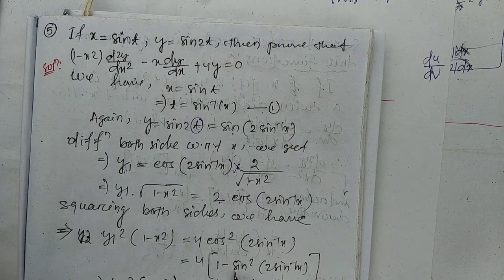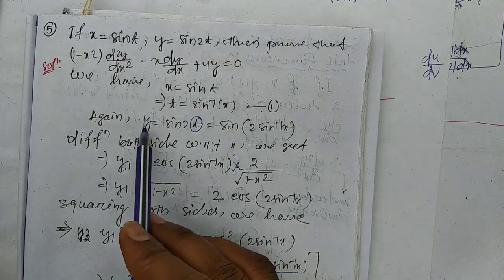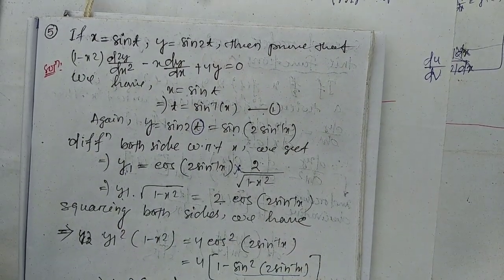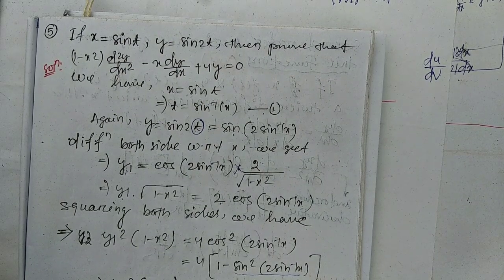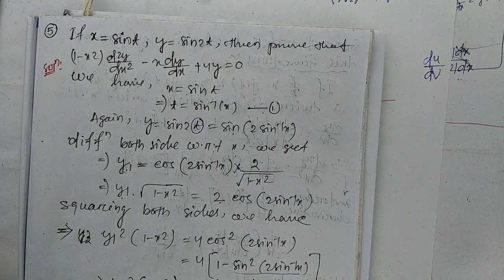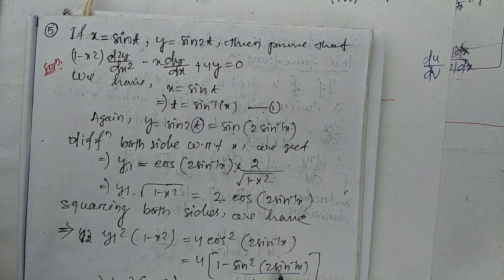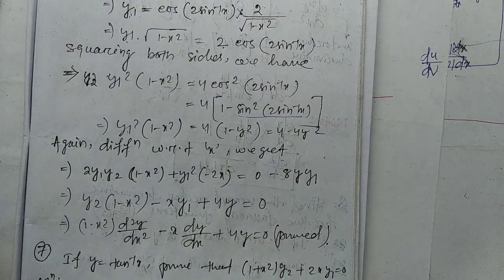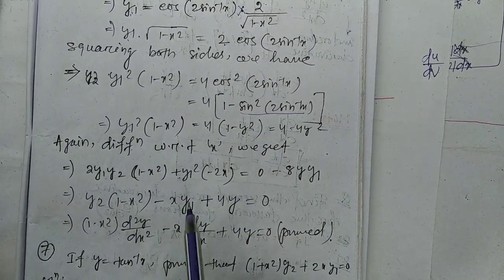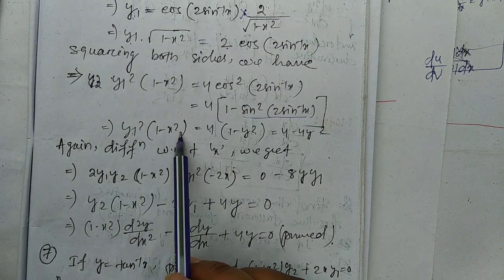We have assumed y is equal to sin of 2 sin inverse x, so we put the value as y square. So this will be equal to 4 into 1 minus y square, that is 4 minus 4y square. On the left we are having y1 square into 1 minus x square.